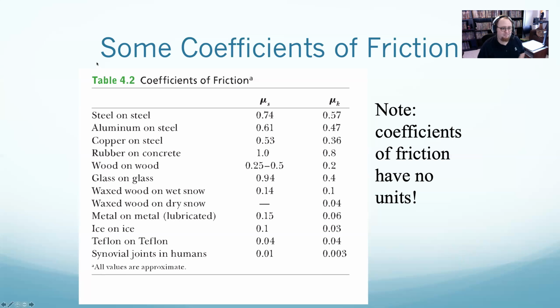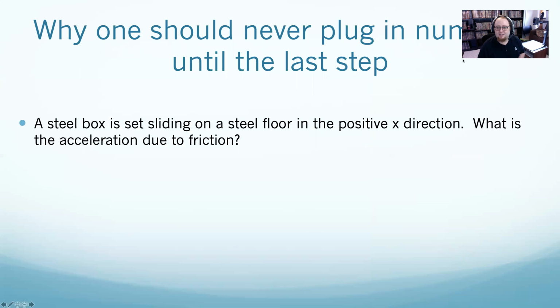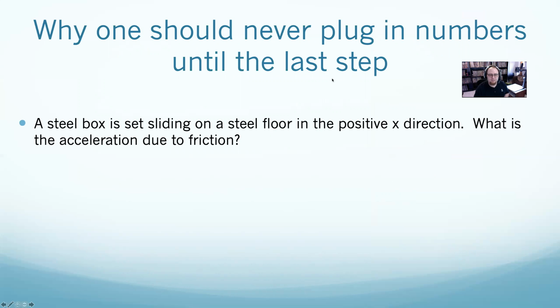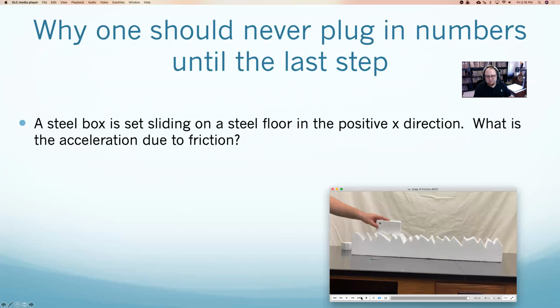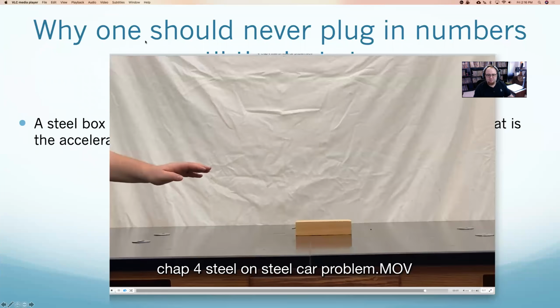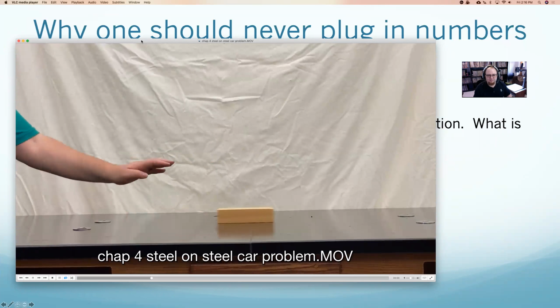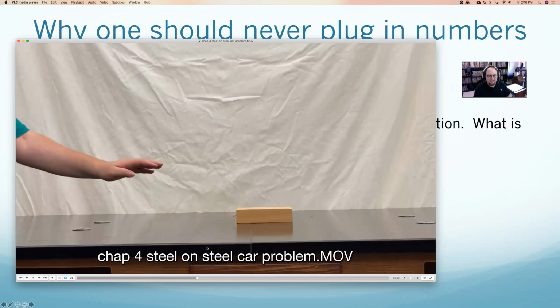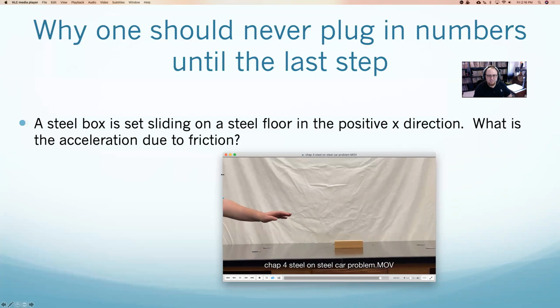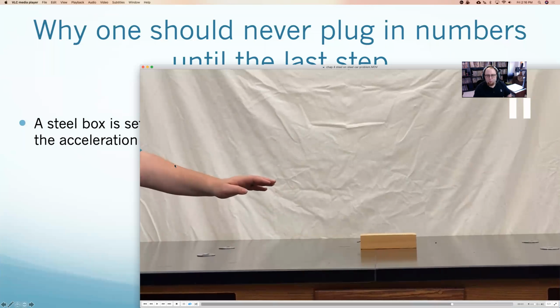The first one, which I lovingly titled, Why One Should Never Plug in Numbers Until the Last Step. It says, a steel box is sliding on a steel floor in the positive x direction. What is the acceleration due to friction? I said steel on steel, but here's wood on a table. This is the problem. I got this thing moving, and it slides to a stop. And when I let go, not counting when I'm touching it, but while this thing is moving and sliding to a stop, what's the acceleration?